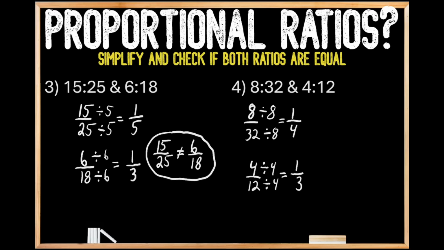And clearly here these ratios are not equal, so that means that our ratios do not form a proportion, which we can write as 8 to 32 is not proportionate, it's not equal to 4 to 12. So hopefully by now you understand how to determine if ratios form a proportion using simplification.